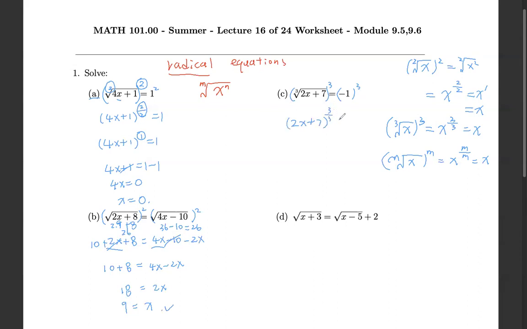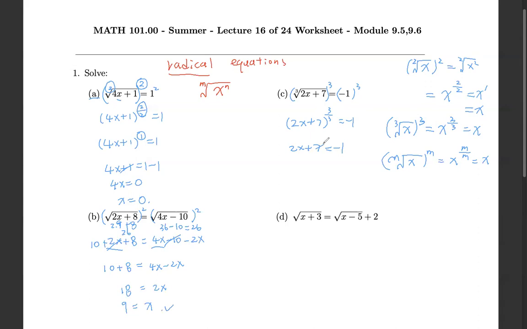3 raised by 3. Negative 1 raised by 3 is a negative 1, because negative 1 raised by an odd number stays negative 1. 3 divided by 3 is 1. So I have a 2x plus 7 raised by 1. We don't really need to write it raised by 1.